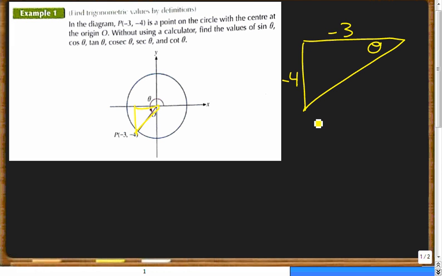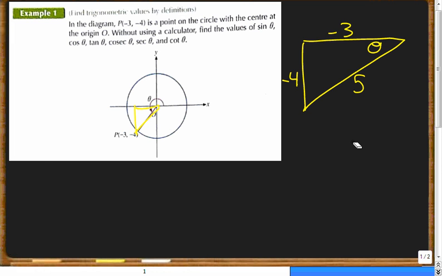So if we did the Pythagorean theorem, we'd have (-3) squared plus (-4) squared equals our radius squared. And you could solve this. This would be 9, this would be 16. And so we would know that our radius is going to be 5. So from this, we're going to build everything else that we need from here.